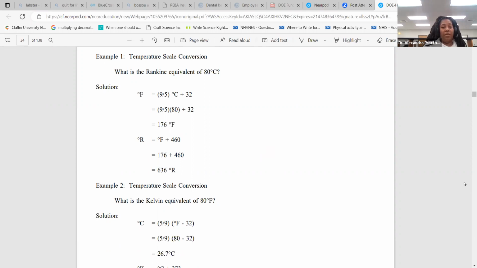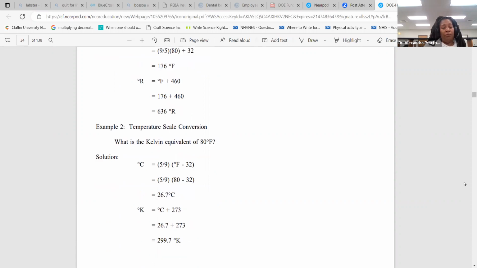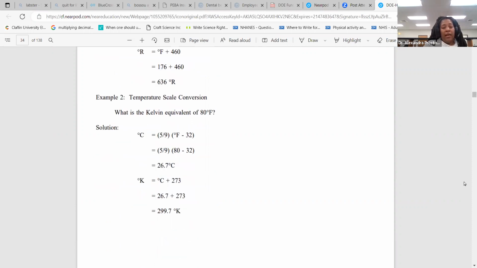So for your second example, same issue. The Kelvin equation doesn't have any Fahrenheit in it. So you've got to be able to calculate degrees Celsius, because they start out giving you the question: what is the Kelvin equivalent of 80 degrees Fahrenheit? So they let you know that C is equal to 5/9 times F minus 32, degrees F minus 32. So 5/9 times 80 minus 32 gives you a Celsius temperature of 26.7.